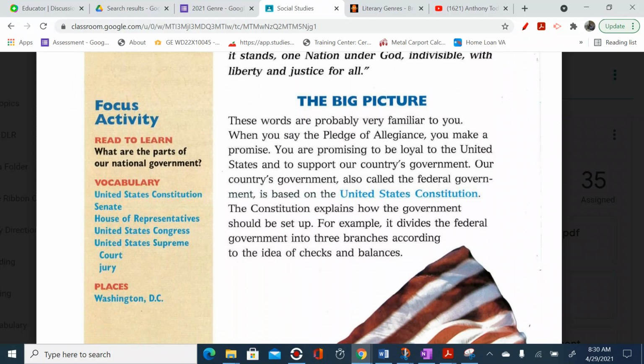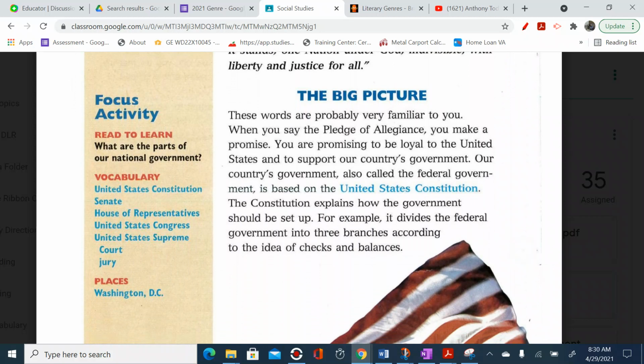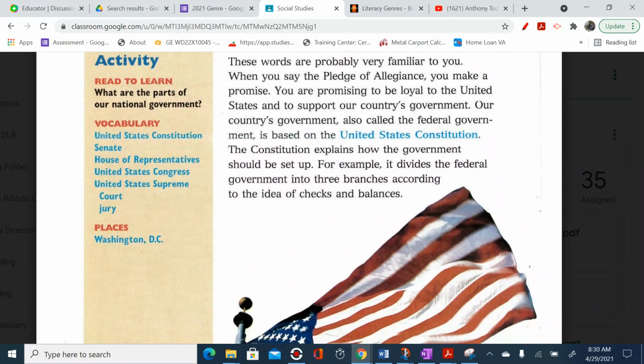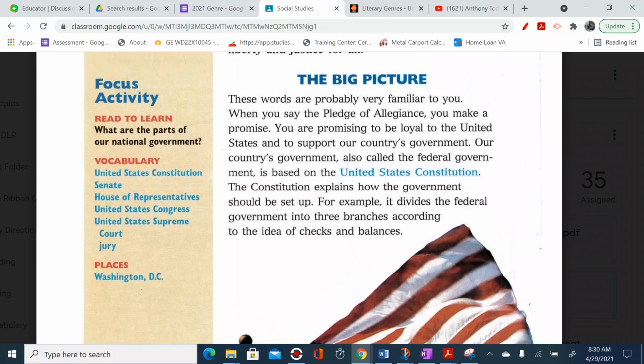When you say the Pledge of Allegiance, you make a promise. You're promising to be loyal to the United States and support our country's government. Our country's government, also called the federal government, is based on the United States Constitution. The Constitution explains how the government should be set up. For example, it divides the federal government into 3 branches according to the idea of checks and balances.